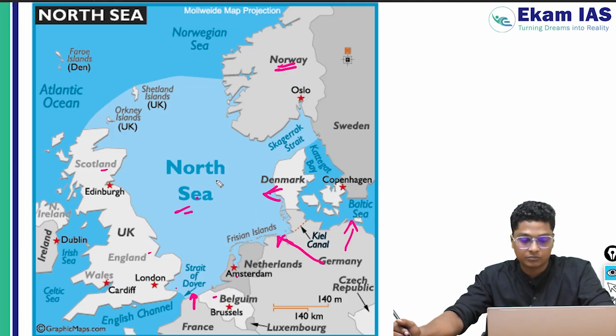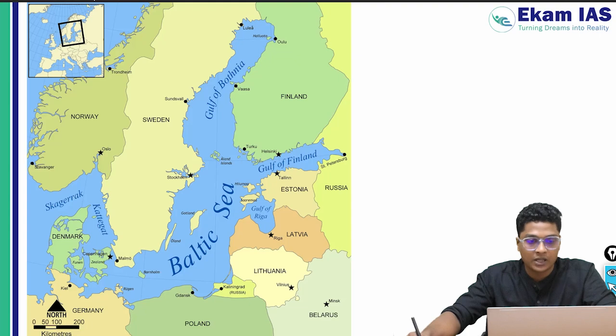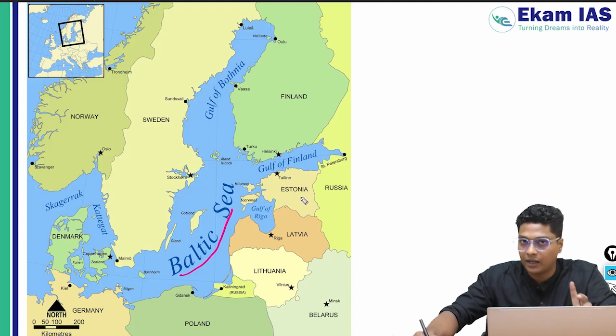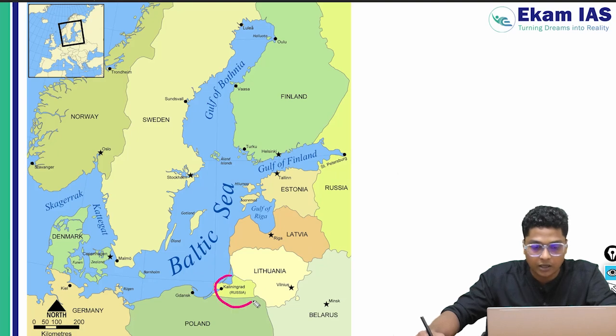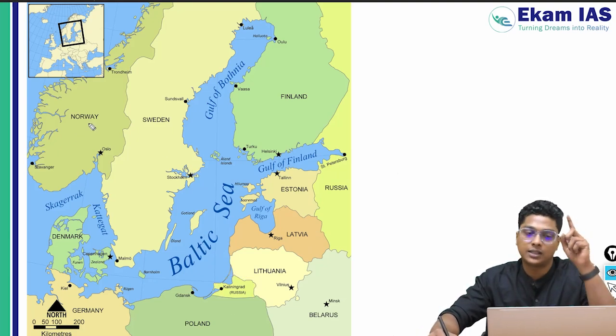So we have seen the countries that are sharing border with the North Sea. Next one, the Baltic Sea. Baltic nations, three of them, in alphabetical order: Estonia, Latvia, Lithuania. Also, Russia is sharing border with the Baltic Sea through two regions. One through the Gulf of Finland, another one through Kaliningrad. Okay, Kaliningrad. Then the Baltic Sea, think about that region, the three nations.